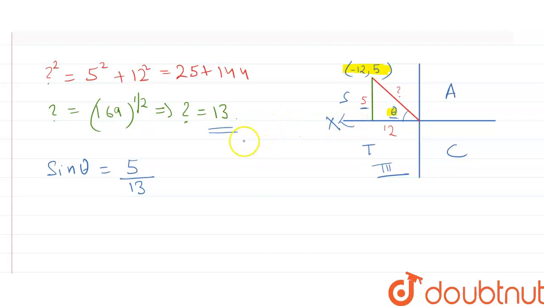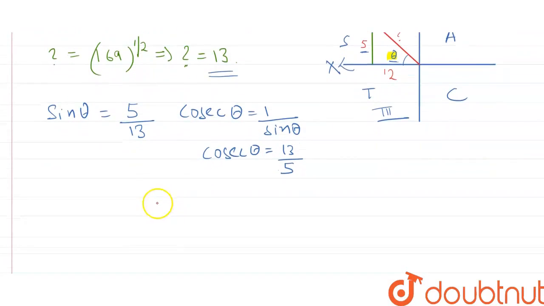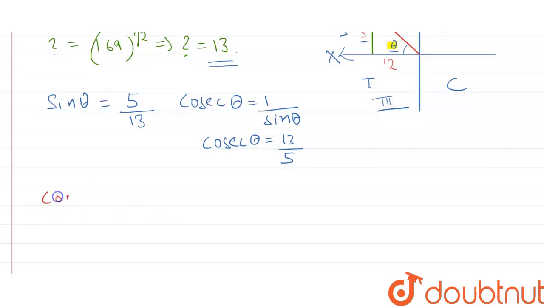This is your minus x-axis. So we have to look whether sine would be positive in the second quadrant or not. As I have already mentioned, it would be positive in the second quadrant. So the value of sine theta comes out to be 5 by 13. And the value of cosec theta is 1 upon sine theta, so it comes out to be 13 upon 5. Similarly, we can calculate the value of the other trigonometric functions. Moving on to cos theta.